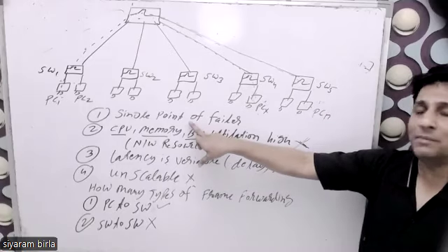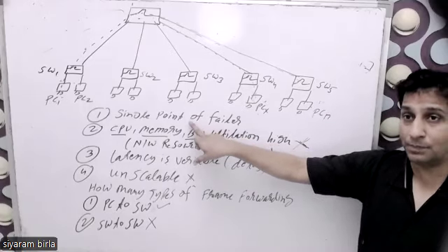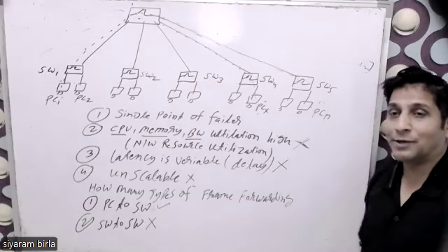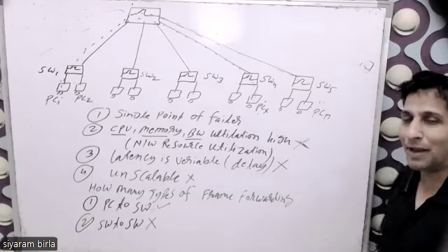But my fourth problem still continues. My fourth problem is not resolved. Single point of failure. Because if this switch goes down, then the whole network will be down. So the single point of failure still exists. That problem is not resolved. So I need to solve this problem, and for that I need to take a backup. Backup means redundancy.